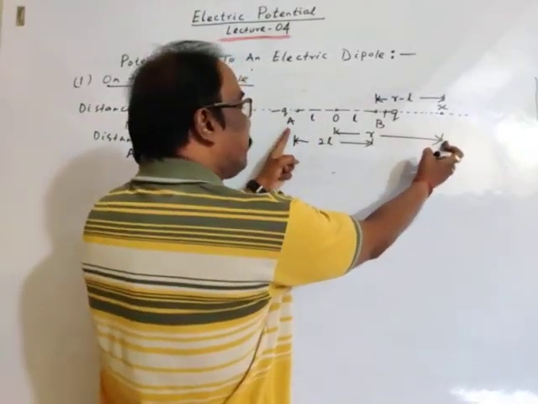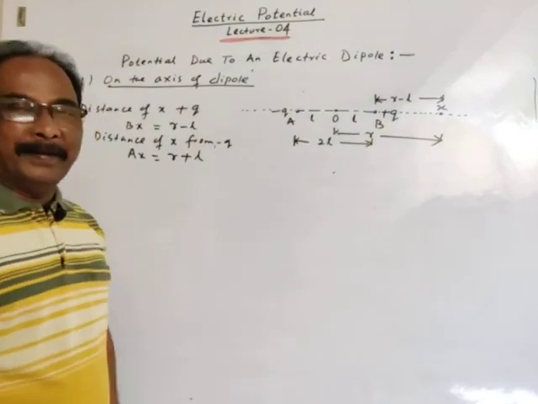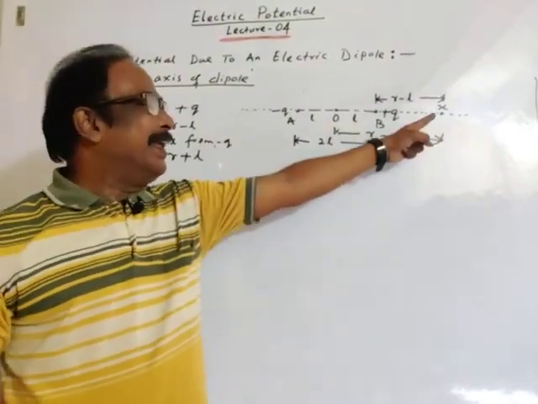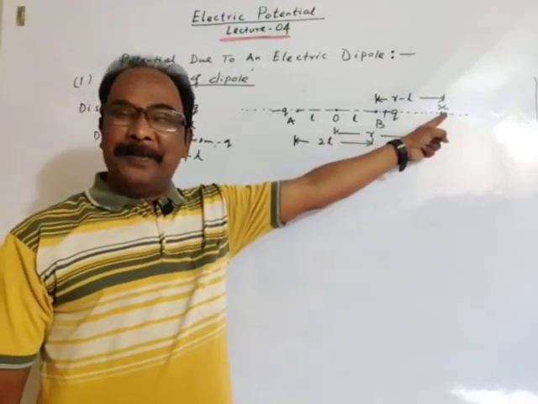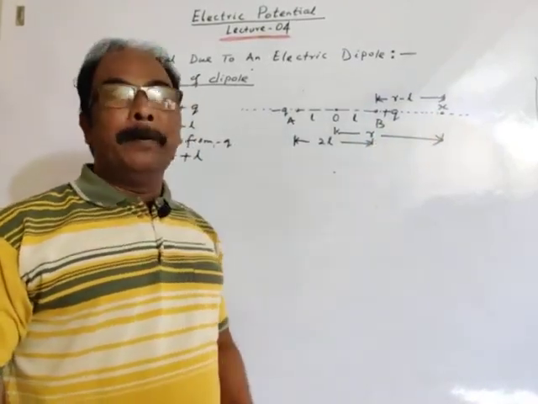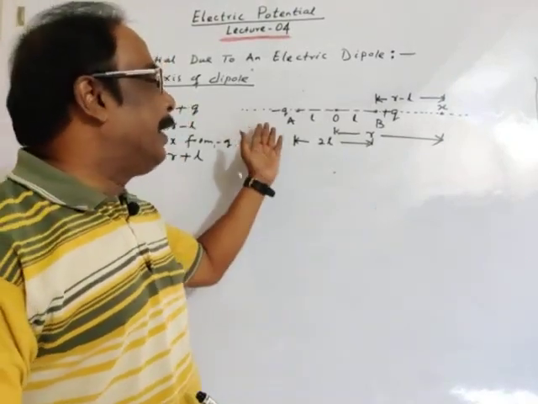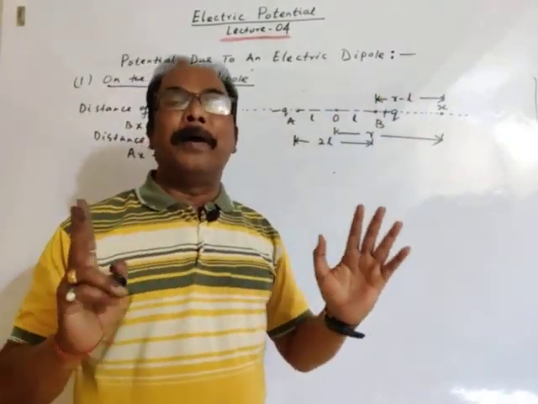Total distance from A to X is R plus L. We have to find the electric potential at point X, which is situated on the axis of the dipole.